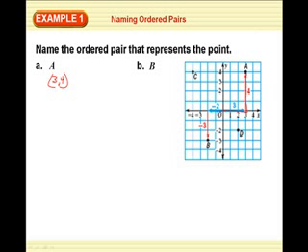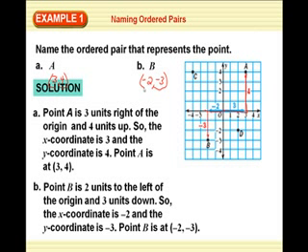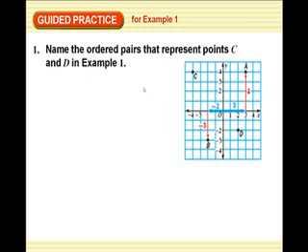B, you go over 2 to the left, so that's going to be -2, then down 3. You can't go down first, then over. You have to move left or right first, and then up or down. Like you have to go in the elevator before you can go up or down. So 3, 4, and -2, -3. These should be pretty familiar to you guys.